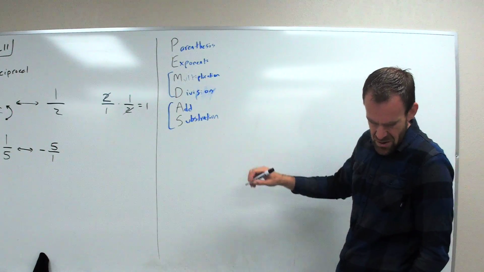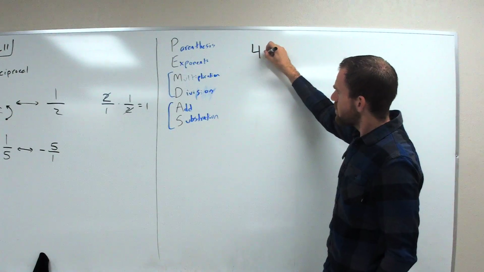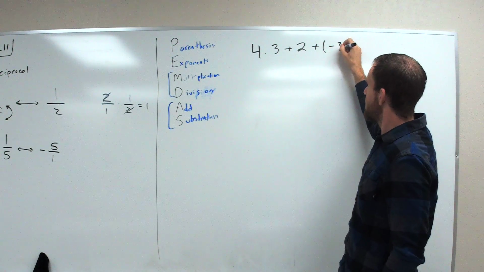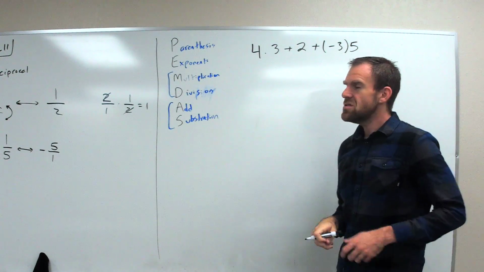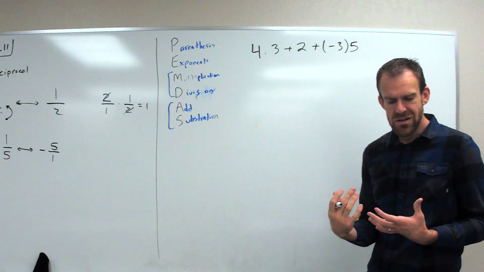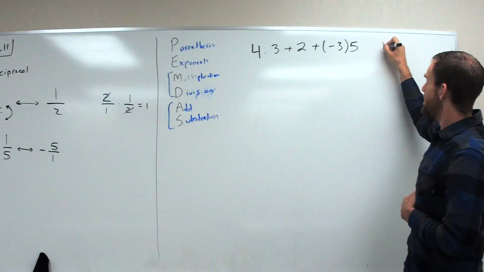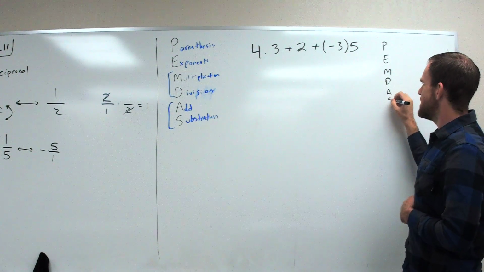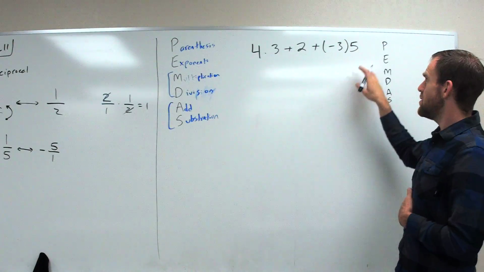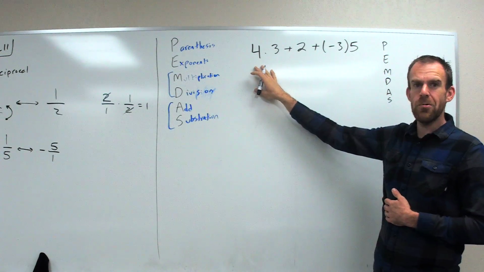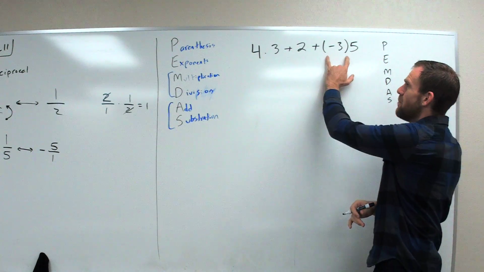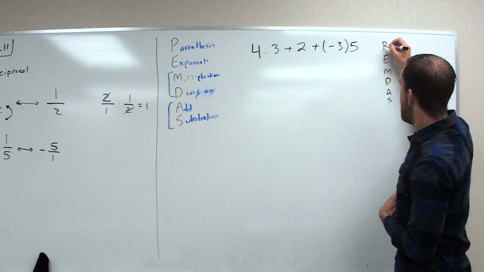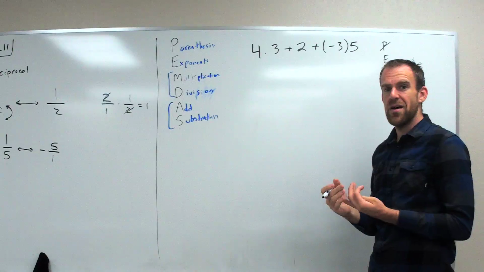So let's do this one. 4 times 3 plus 2 plus negative 3 times 5. So my first step, and what I would encourage you to do, is write PEMDAS off to the side. Your first step is to do parentheses. There are no parentheses to be simplified. The number inside these ones is a number by itself. So I have no parentheses to simplify.